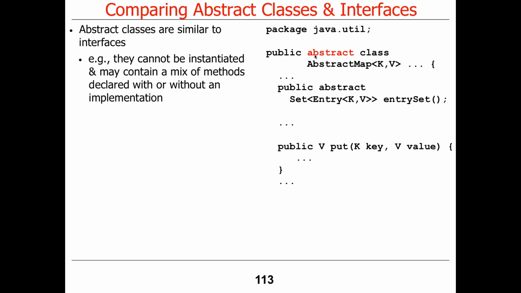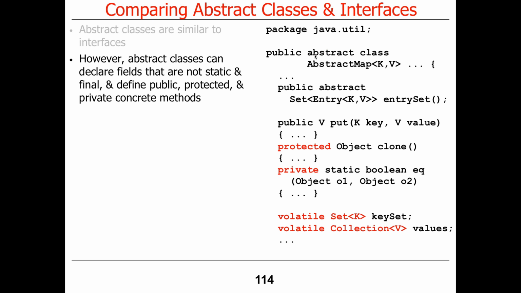You may contain a mix of methods declared with or without an implementation. Interfaces can have implementations, which are called default implementations. Static classes or abstract classes can have implementations, just like we saw here. So those are some things that they have in common. However, there's a bunch of things you can have in an abstract class that you can't have in an interface.